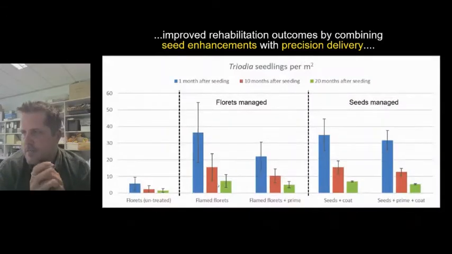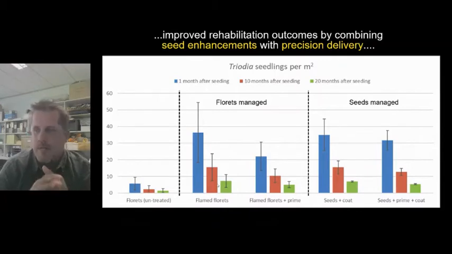So just crunching some of these numbers, on the left-hand side, we've pretty much got all our florets untreated, commercially applied, sort of standard seeding practice, where even after the period of 1 month, 10 months or 20 months after seeding, we pretty much have less than 5 seedlings per square metre.